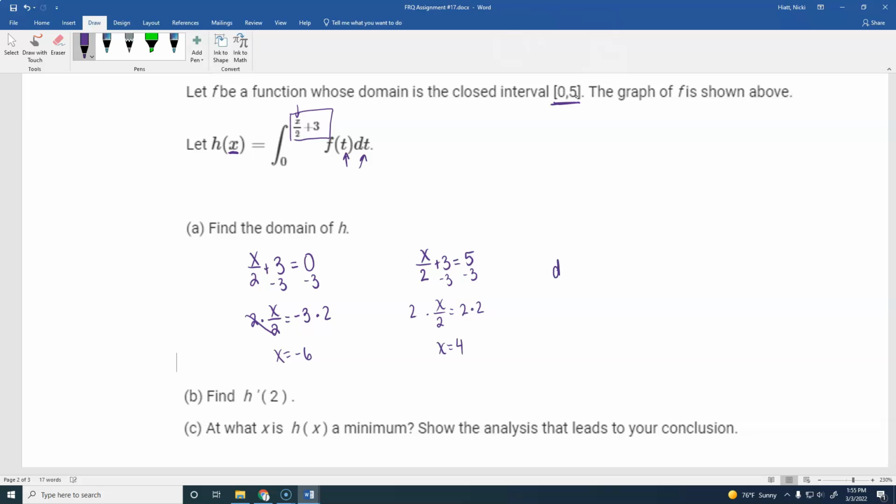So the domain of h would equal -6 less than or equal to x less than or equal to 4, or you could write it like this, -6 to 4. Either one. That's fine.